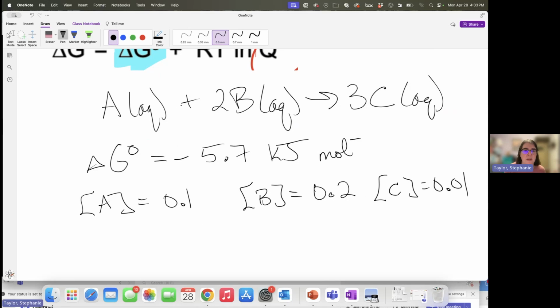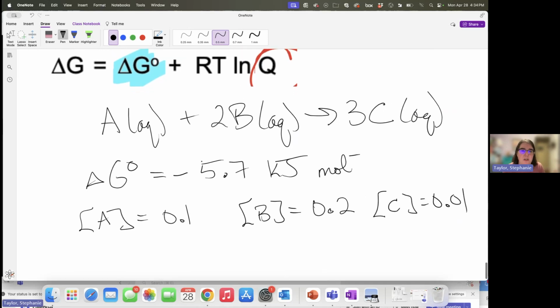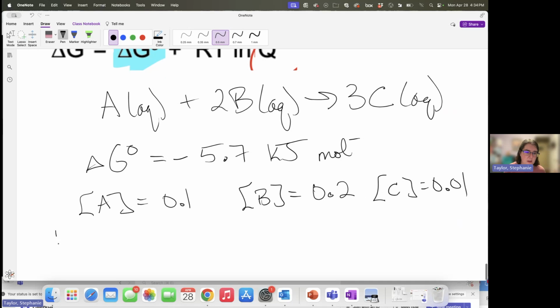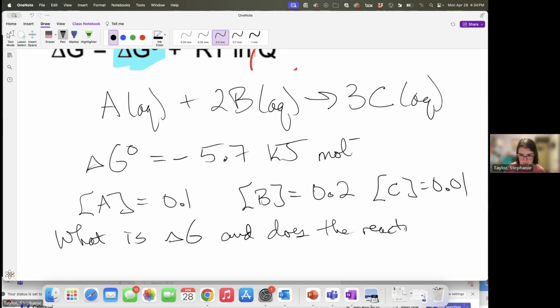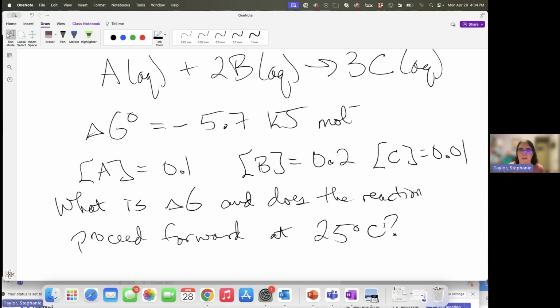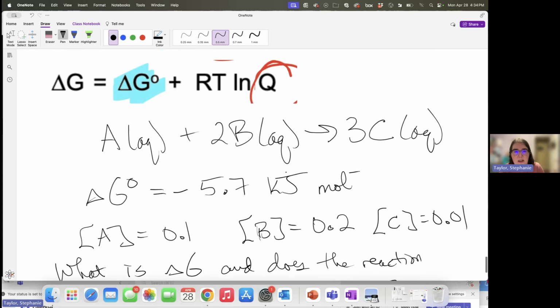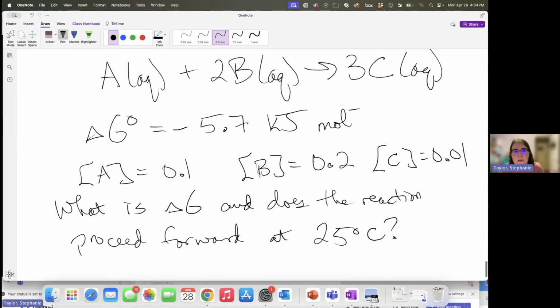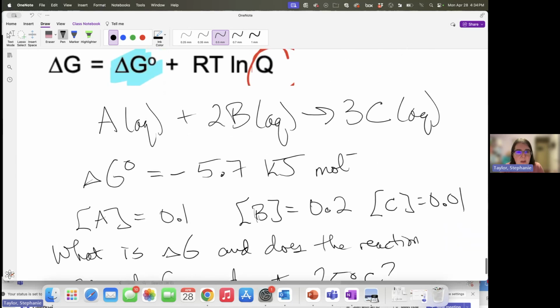So all of this is given, and the grand question here will be: what is delta G, and does the reaction proceed forward at 25 degrees Celsius? I'm also going to use 25 degrees Celsius to make my life a little bit easier. So I am going to go ahead and use this lovely equation up here.